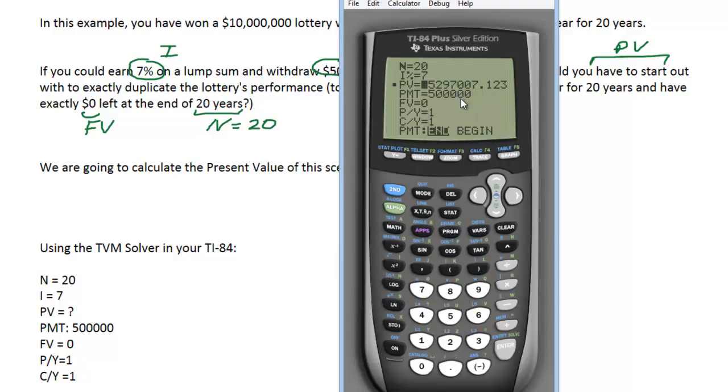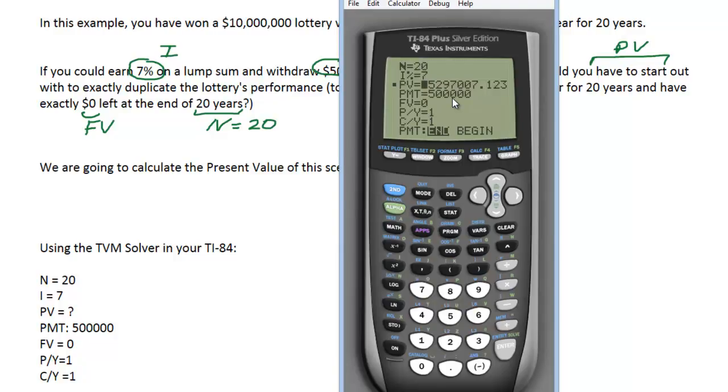Okay, so if the lottery can offer you a lump sum that's bigger than this present value that you need to invest, then take it, because then you would be able to take that lump sum. So if they're offering you more than $5,297,007.12, you could take that lump sum yourself, put it in the bank account at 7%. You could take out your payments of $500,000, and you would still have a little bit of money left over at the end of the 20 years. So that would be the better option.